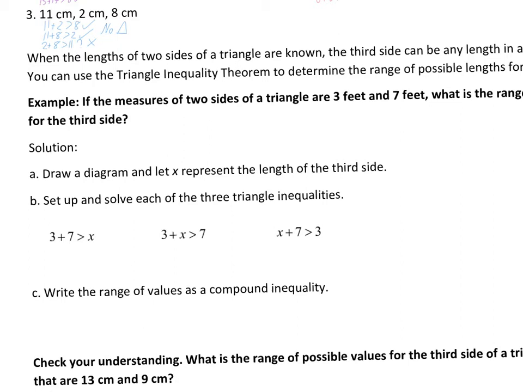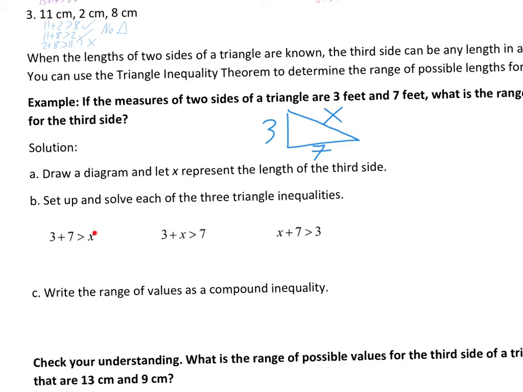The first thing we should always do in these problems, like just about any other geometry problem, is draw a sketch. And that's an ugly triangle. Let's fix that. Triangle. It doesn't have to be to scale, but let's put in what we know. Side of 3, side of 7, our unknown side, x. We then set up our inequalities for each of the pairs.